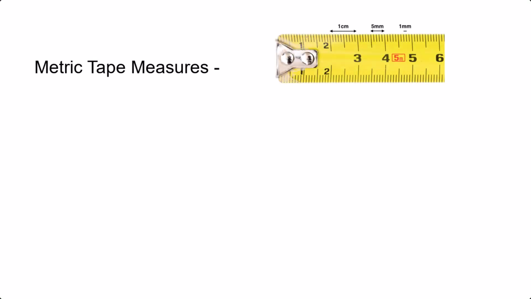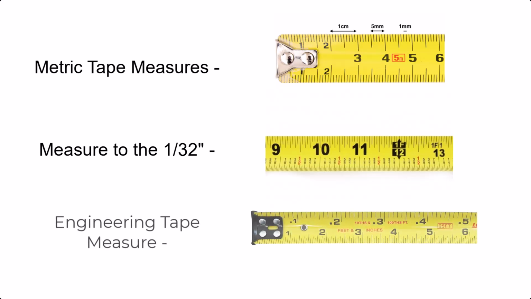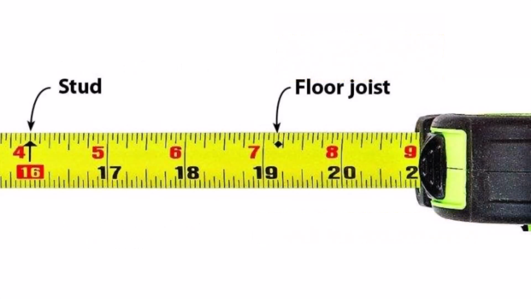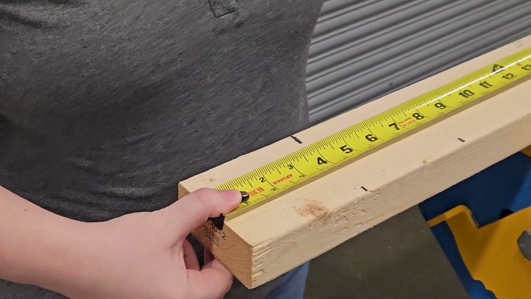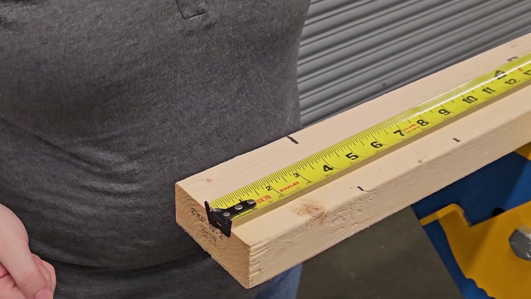Some examples to watch out for are metric tape measures, which measure in meters and centimeters, tape measures that measure to the 32nds of an inch, and engineer's tape measures, which divide inches into tenths. If you are using a construction tape measure, some common symbols you may find on one are stud markers and floor joist diamonds. When measuring lengths of wood, be sure that the end tab is either taut or pressed flat against the board depending on the angle you are measuring from.